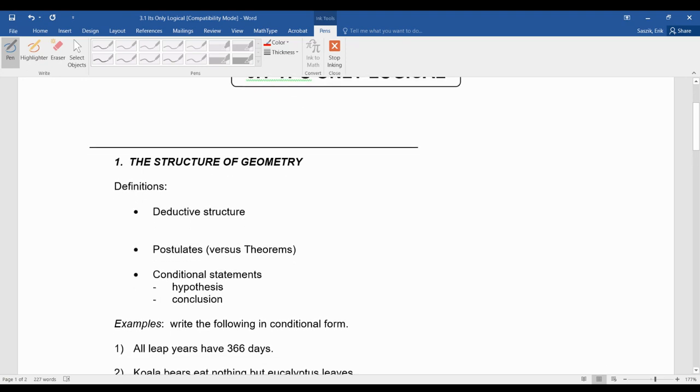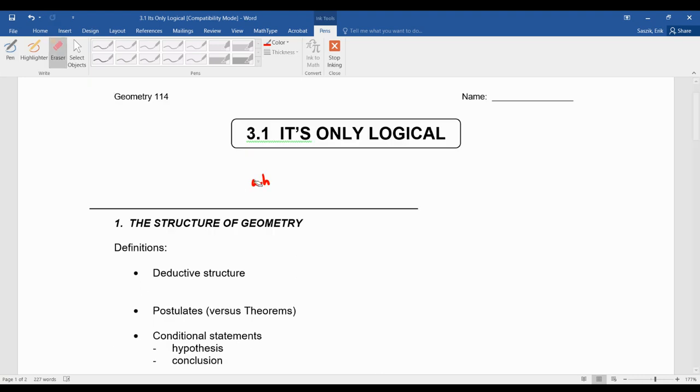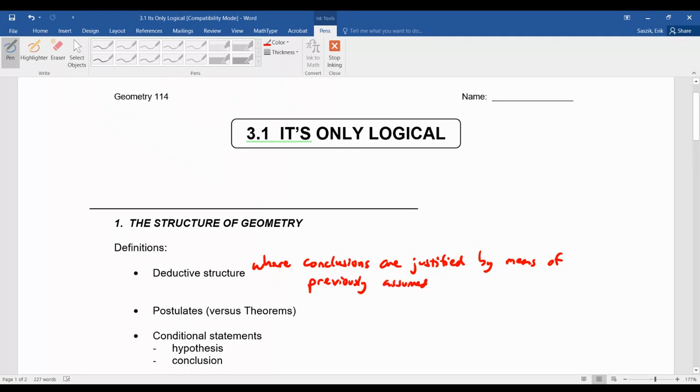So geometry follows this deductive structure, where conclusions are justified by means of previously assumed or proved statements. In other words, it's a very top-down approach.